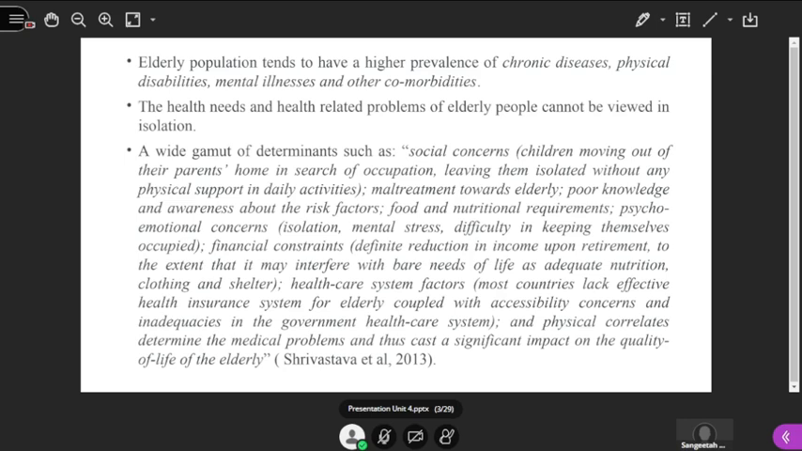So healthcare system factors: most countries lack an effective health insurance system for elderly, coupled with accessibility concerns and inadequacies in the government healthcare system. And physical correlates determine the medical problem, and thus cause a significant impact on the quality of life of the elderly, right? So there are a number of determinants that impact on the health of the elderly person.